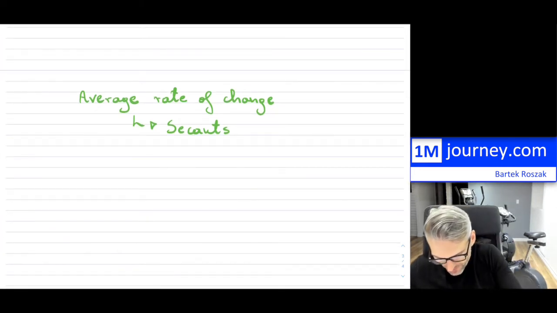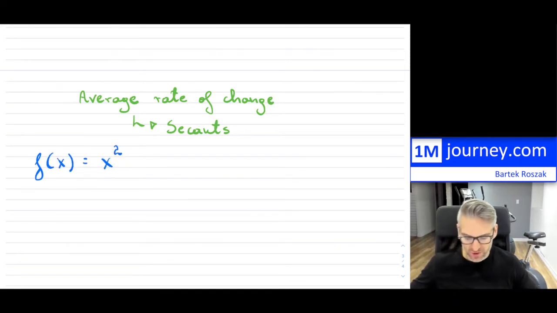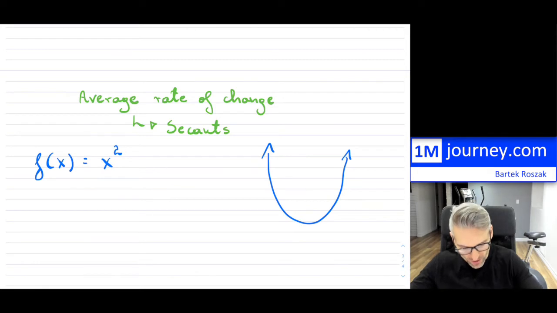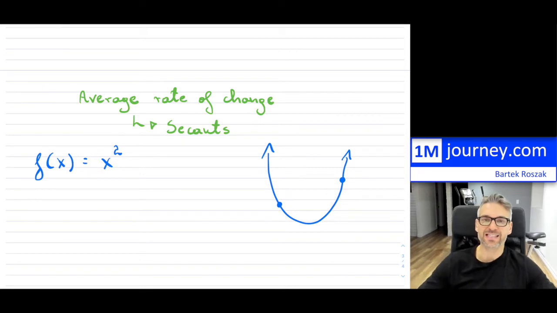So if I have a function, it doesn't matter what that function is. Let's say something that you're familiar with, maybe x squared. So this is just a quadratic, you know that it looks something like that. And we want to be able to find the secant between 2 points. So that is the average, all right?